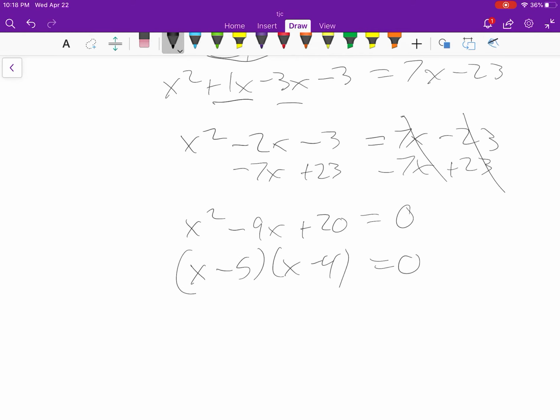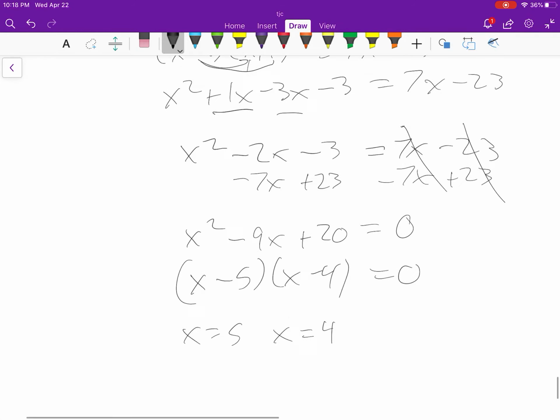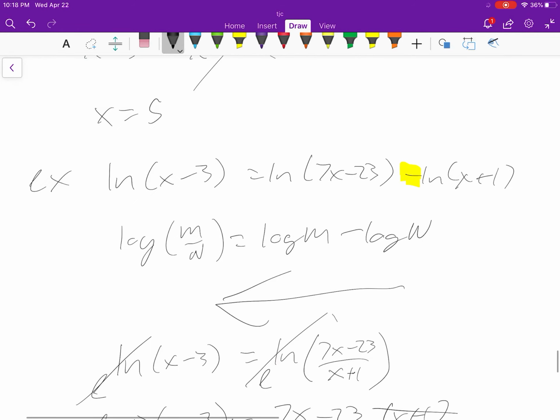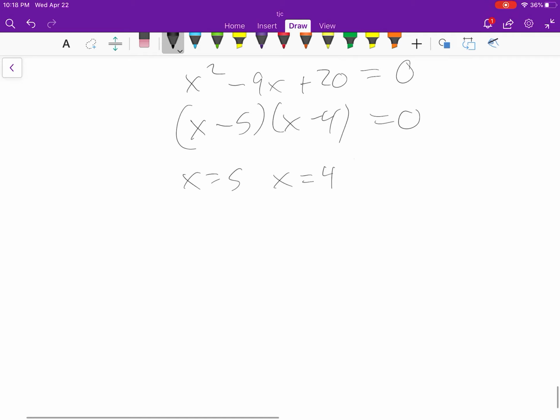Then we set each of the factors equal to 0 and solve, and you get x equals 5 and x equals 4 as solutions. Now we have to make sure that neither one of these solutions makes any of the natural logs negative. If we look up here at the original one, neither one of them makes any of the natural log terms, this, this, or that, equal to 0 or less than or equal to 0. So we're good. We know it works, so these are your solutions.